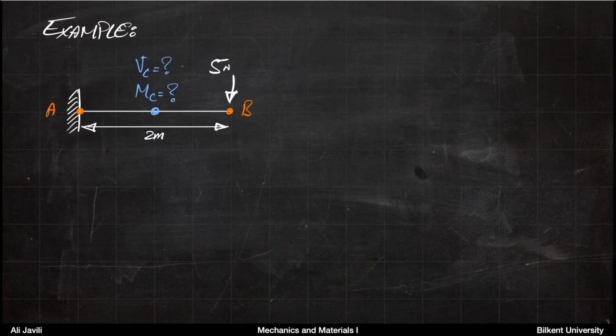In this example, you have a cantilevered beam with a length of 2 meters. You have a force of 5 Newton applied at the end, and it's downwards. And you're asked to calculate the shear force and moment at point C exactly in the middle.